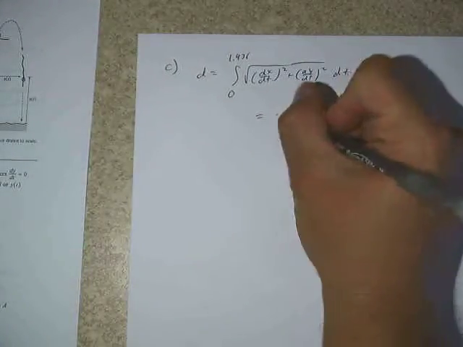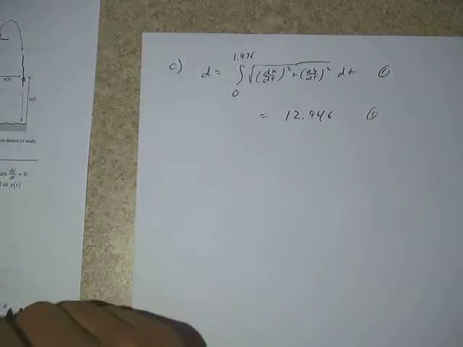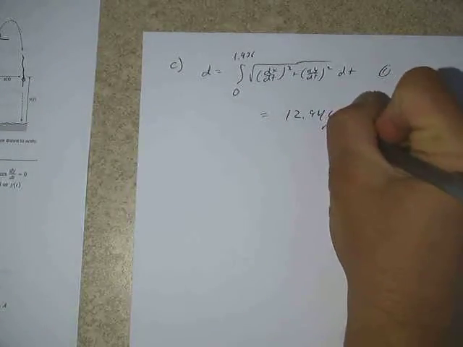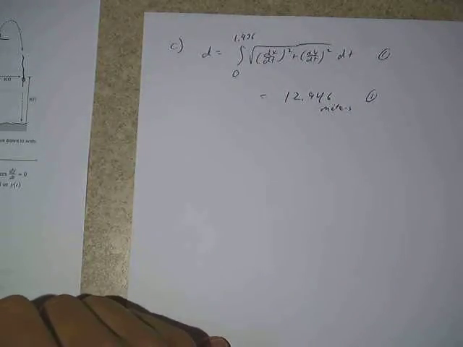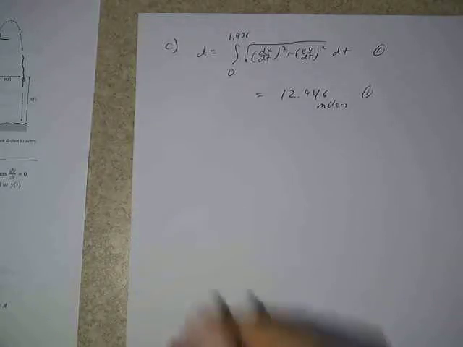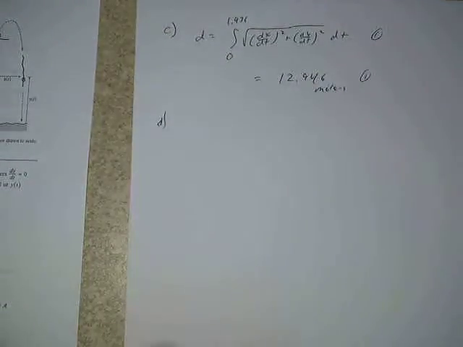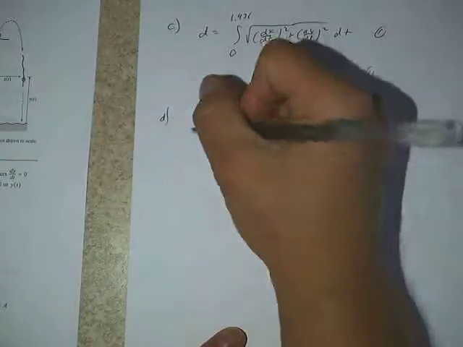And our integrand is going to be the square root of dx dt squared plus dy dt squared dt. So again, the total distance traveled by anything that's on a parametric path is always going to be from a to b of the integral, the integrand being the square root of the derivative squared plus the derivative squared. And so if we punch all that in, it gives us 12.946. One for the integral, one for the answer, and the units here are meters.